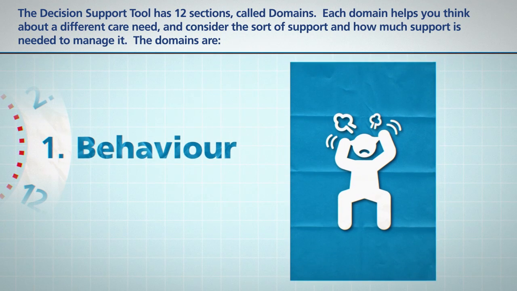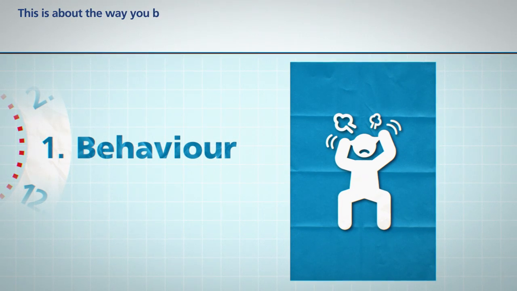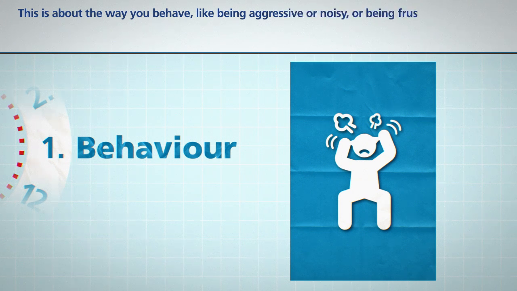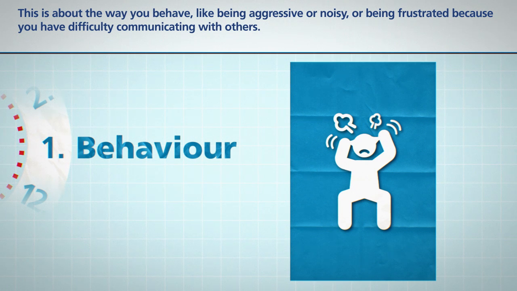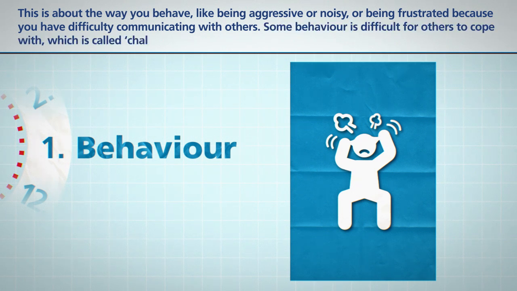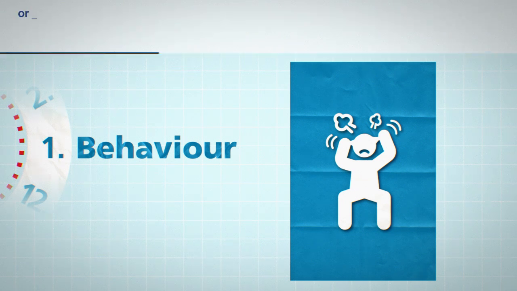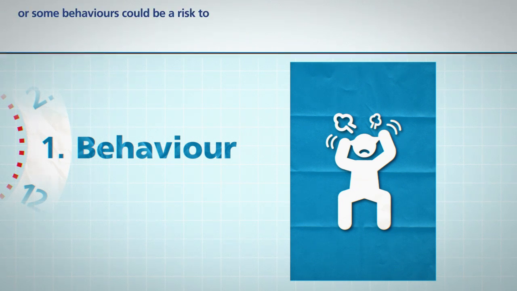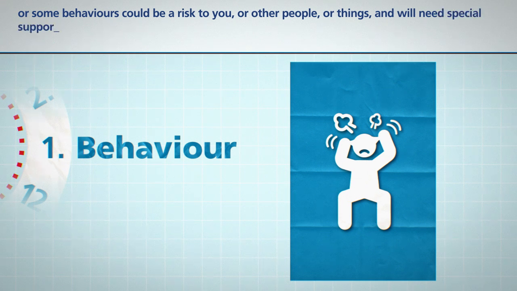1. Behavior. This is about the way you behave, like being aggressive or noisy, or being frustrated because you have difficulty communicating with others. Some behavior is difficult for others to cope with, which is called challenging behavior, or some behaviors could be a risk to you or other people or things and will need special support and care.